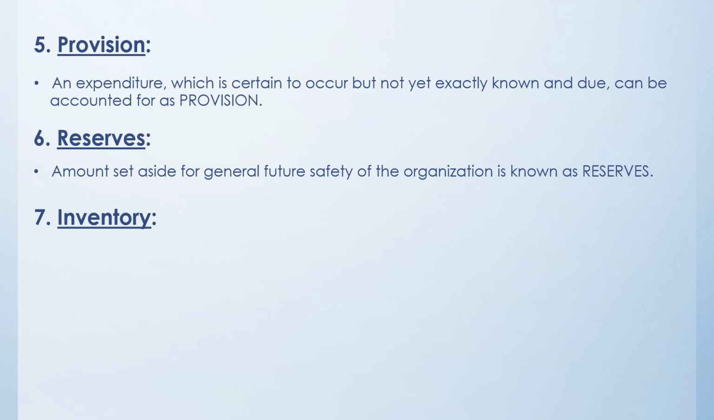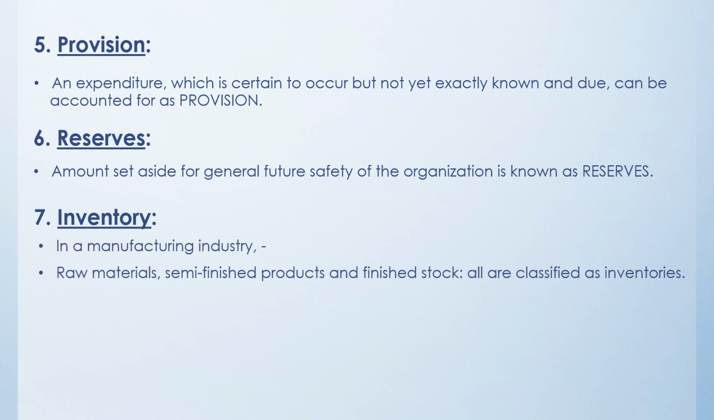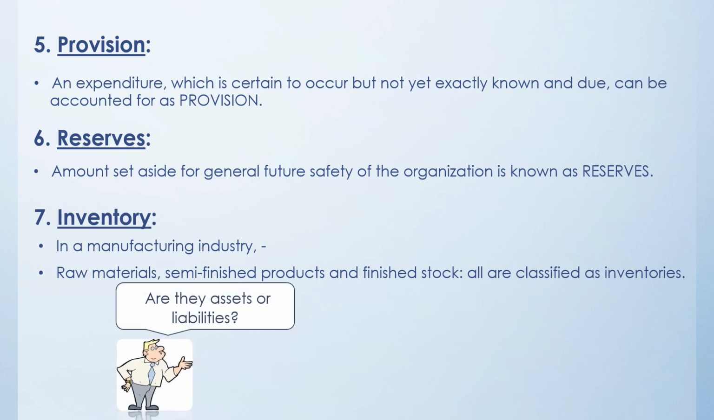Inventory. So in a manufacturing industry, there could be a raw materials, semi-finished products, and finished stock. All these are classified as inventories. So are these assets or liabilities? Since the organizations or business own them, they are obviously assets.